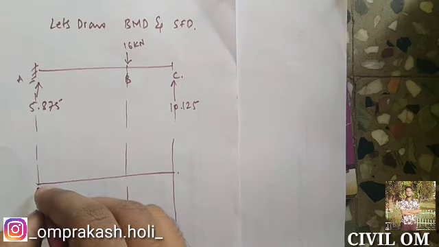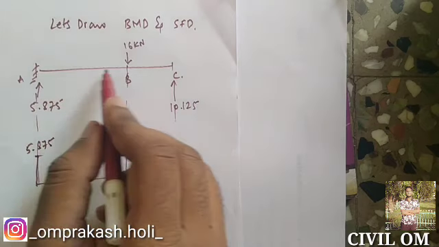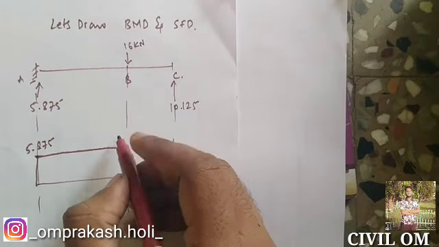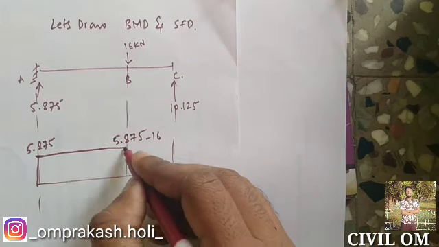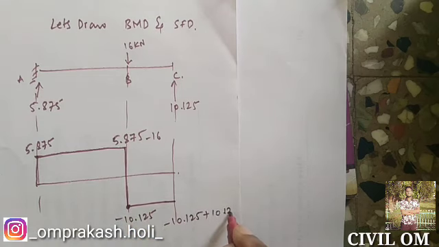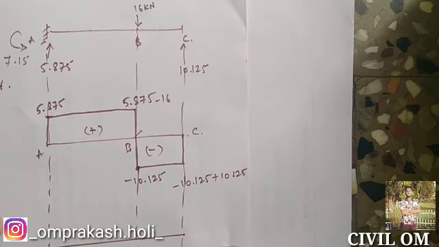So 5.875 is taken upwards, since it's going upwards. So till here there is nothing, so go straight. So 5.875 minus 16 is happening here, because 16 is going downwards. So what you'll get here? So here you get minus 10.125 and go straight. So it'll go upwards. So minus 10.125 plus 10.125, if you go, it becomes 0. So this is positive, this is negative. So here we drew the shear force diagram.